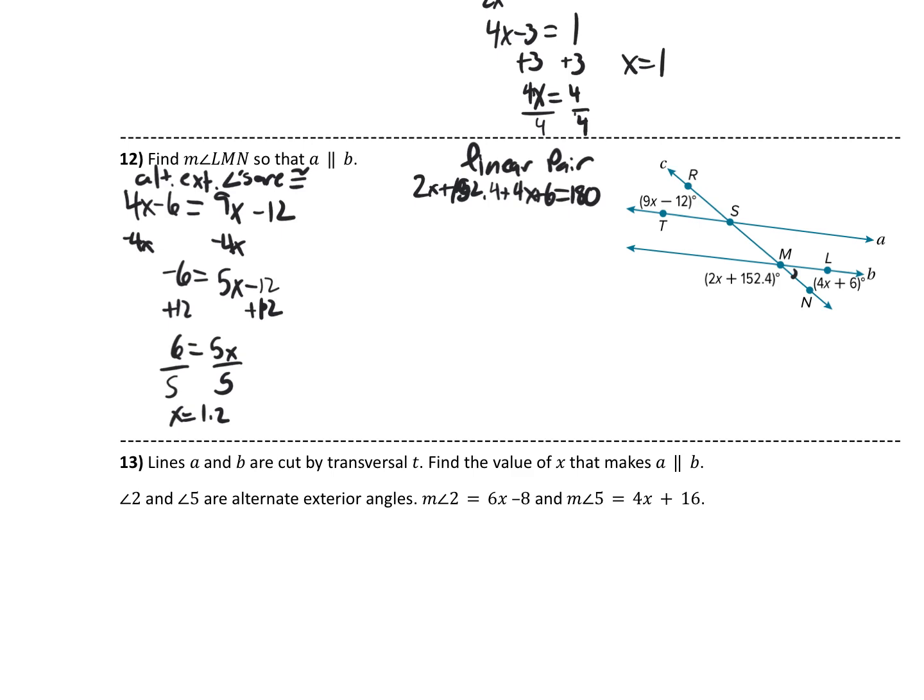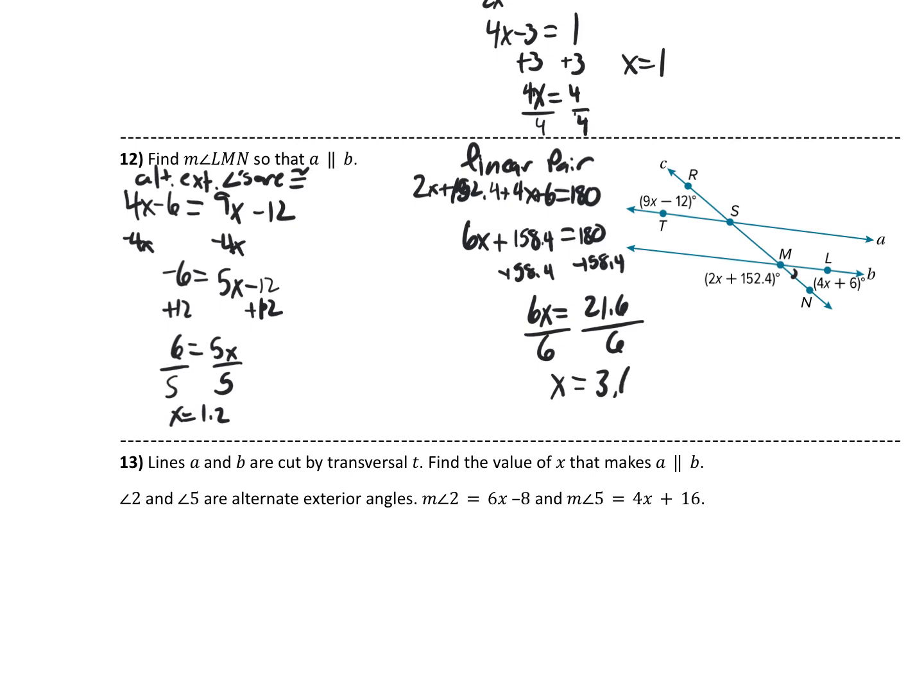Then on this one, I have combining like terms, 6x plus 158.4 equals 180. And then subtracting 158.4 from both sides, 6x equals, let's see, 180 minus 158.4, 21.6. Divide that by 6, and that gets me 3.6.